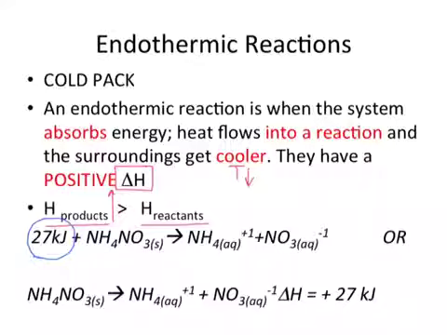Another way to write that would be to not include it as a reactant and to just include the delta H to the right of the reaction with a positive 27 kilojoules. Remember that positive means that the energy is being absorbed from the surroundings into the system.